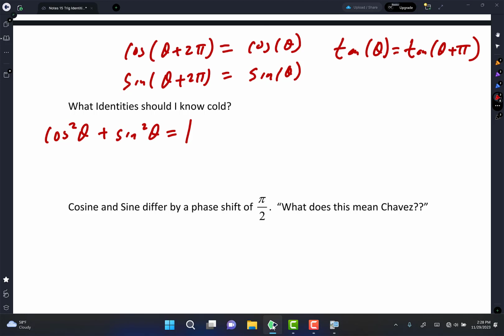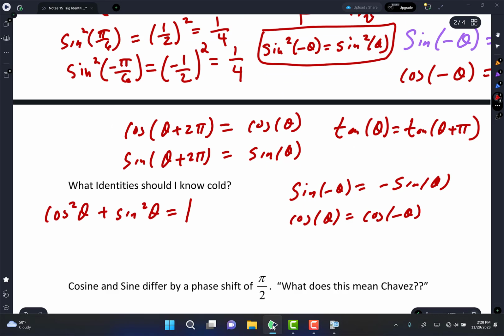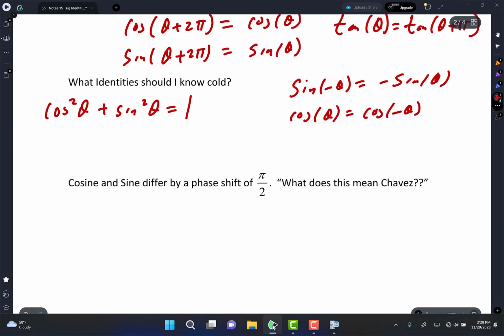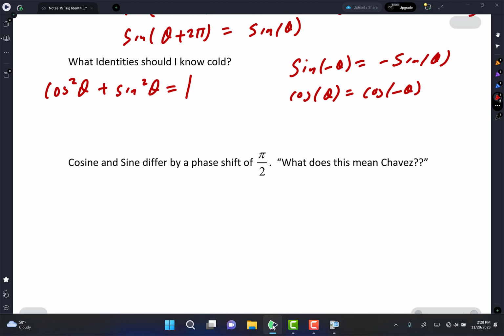Cool or not cool? Let's see. We already know about even and odd. It would be nice if you know that sine negative theta equals negative sine theta. It would be nice if you knew that cosine theta is the same thing as cosine negative theta because of the even-odd properties. And then of course the squared ones that we just talked about. Okay. Cosine and sine differ by a phase shift of pi over 2.